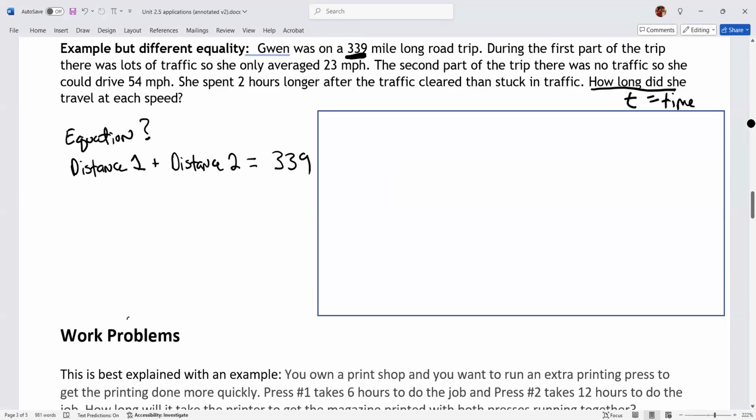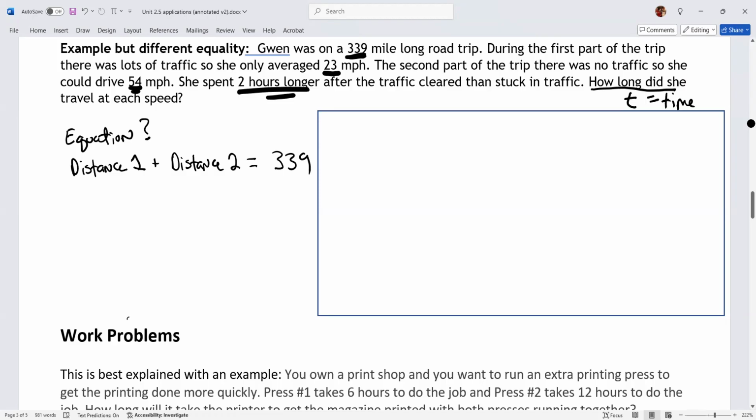During the first part of the trip, there was lots of traffic, so she only averaged 23 miles per hour. So there's a rate. We'll call that for the traffic. The second part of the trip, there was no traffic, so she could drive 54 miles per hour. There is another rate for part two, or the second part of the trip. And then the time, we don't know anything about the time other than she spent 2 hours longer after the traffic cleared than when she was stuck in traffic.